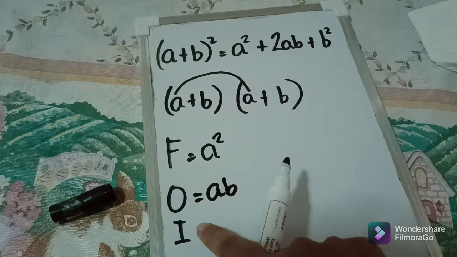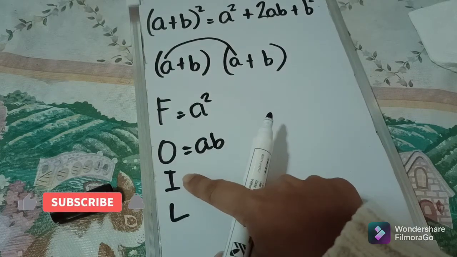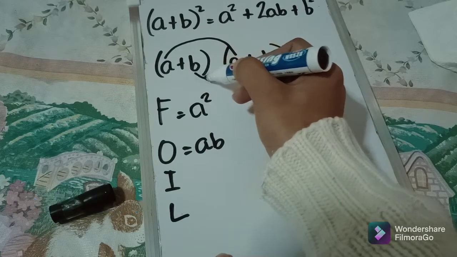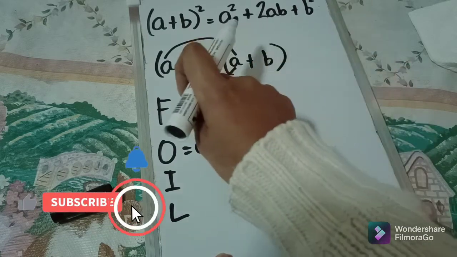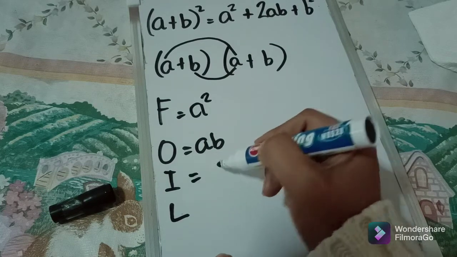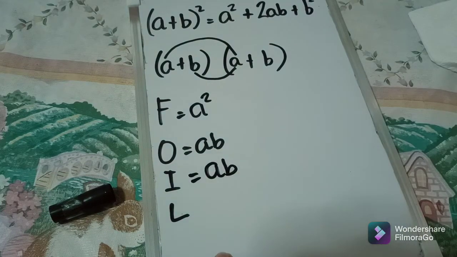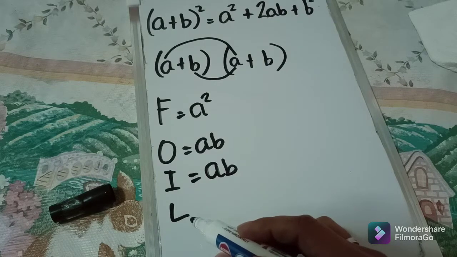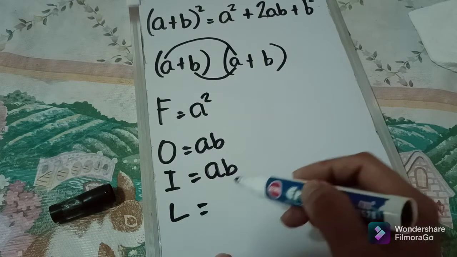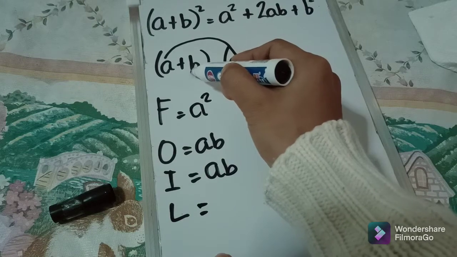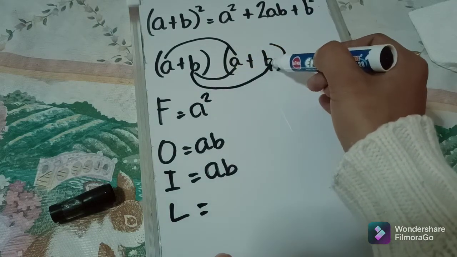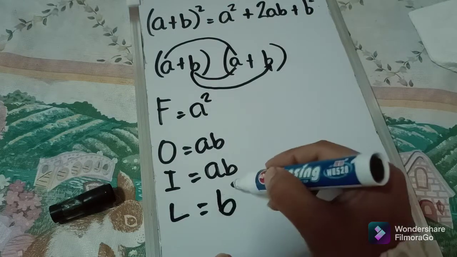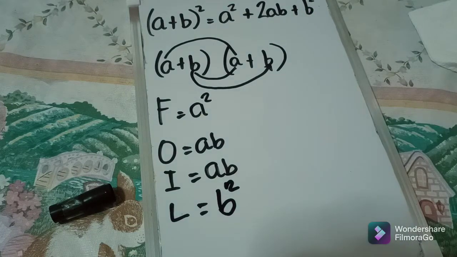Now, let's go to letter I. The I stands for inner, the terms on the inside. So b times a is another ab. And then the L stands for last terms. So b times b is b squared.